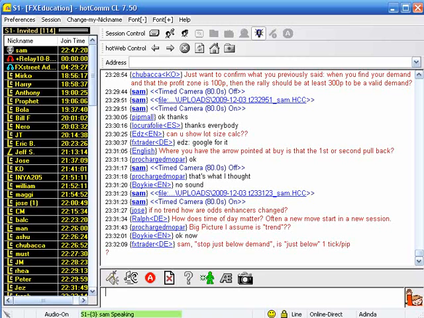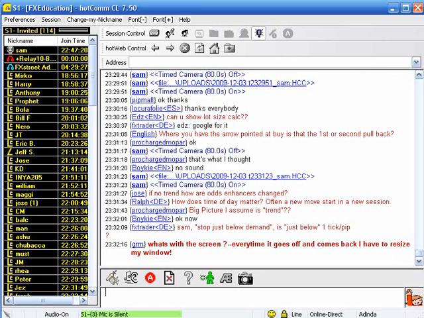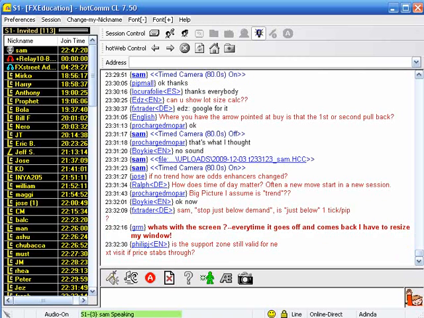Okay. And let's see. Yeah, GRM, I see what you're saying there with resizing your window. I have to do the same thing. I don't know what's happening there. All right, let's go over to the live markets here. Actually, before we do that, let me just show you one more here.